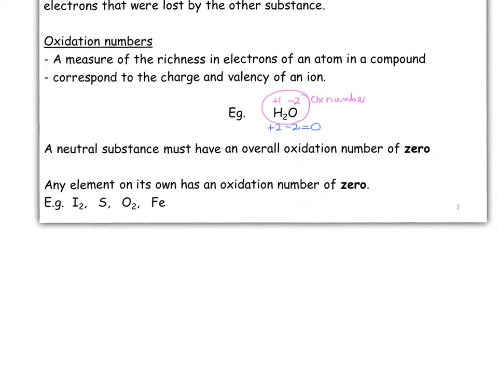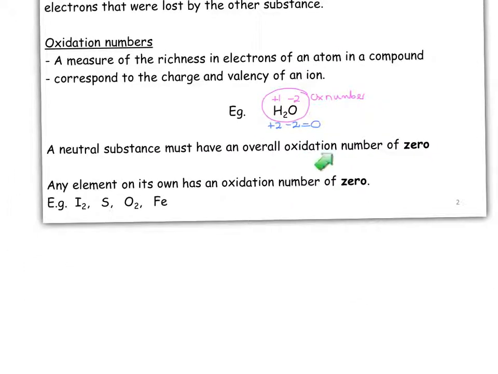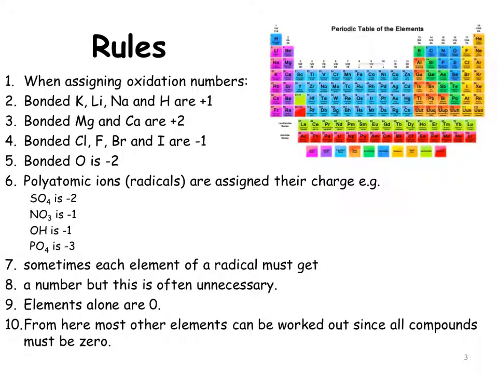Every substance, if it's neutral, must have an overall oxidation number of 0. Any element, if it's on its own, has an oxidation number of 0. So I2 is 0, sulfur 0, oxygen 0, iron on its own 0. When I assign oxidation numbers, if I am dealing with a group 1 element, it is going to have an oxidation state of +1. Any bonded element from group 2 is going to be +2. Chlorine, fluorine, bromine, iodine, in other words the halogens, are -1, and oxygen when it's bonded is -2.